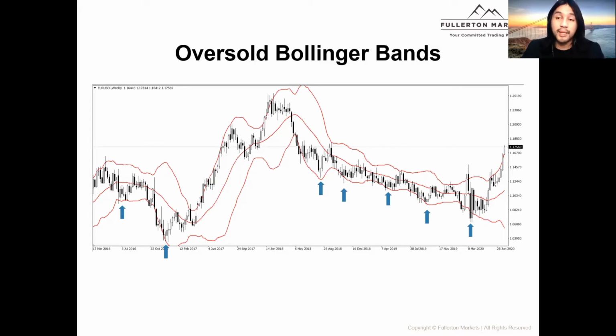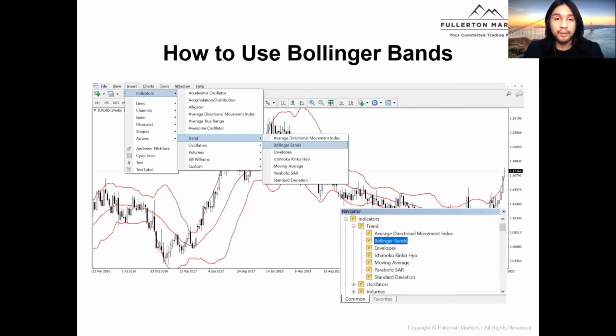I have many more in store for you guys. So how do we actually equip the Bollinger Bands on our MT4? There are two ways. The first is by looking to the upper left. You'll see a button, file view. Let's select insert, select indicators, go to trend, and click the Bollinger Bands. That's the first way.